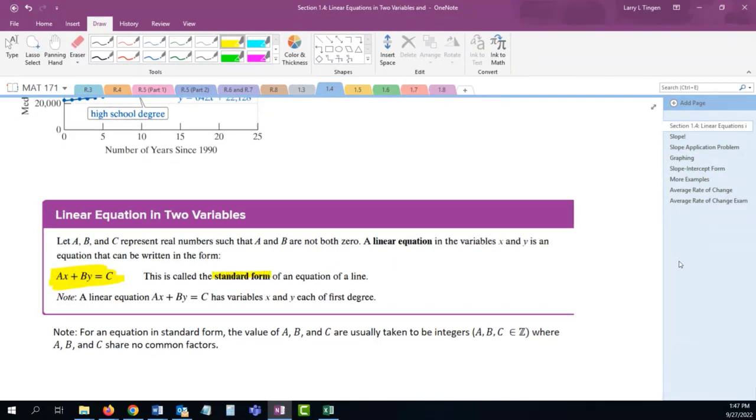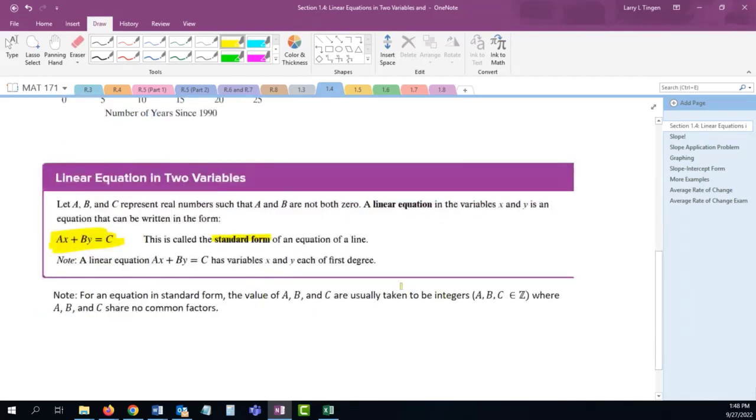If you have a linear equation in two variables, then it can be written in that form. And this is why A and B are not allowed to be zero. C can be zero because I don't really care what C is, it's just a constant. But if B is zero, the y goes away. If A is zero, the x goes away. So two variables, linear equations.